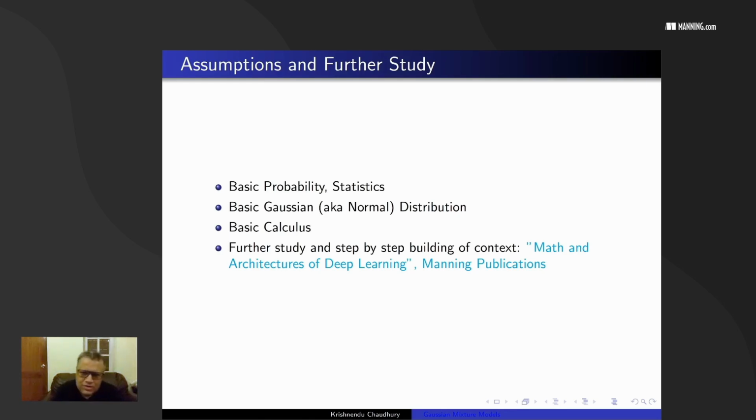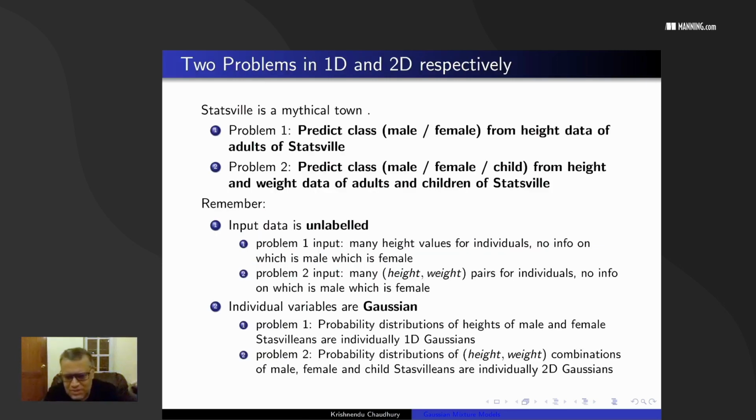So today we are going to talk about Gaussian mixture modeling. As such, I will assume some basic familiarity with probability, statistics, and of course Gaussian distribution, the basic form, some calculus. And if you really want to build up a step-by-step context on these things, then I invite you to go and take a look at my book, Math and Architectures of Deep Learning by Manning Publications. You can purchase it from the Manning Publications website. So, on to Gaussian mixture modeling.